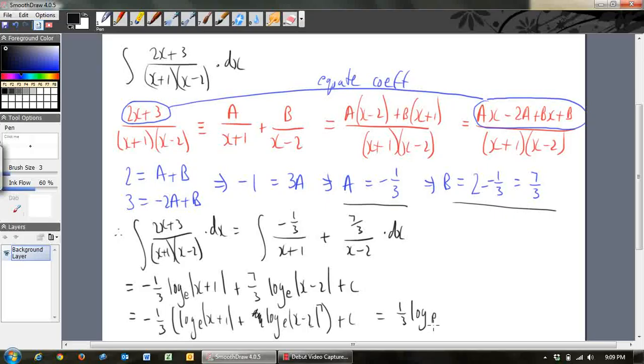And so what that's equal to is 1/3 log e, and because you go into powers, on the top line they're both going to be negative, so I think I'll just reassess here. I'll leave that negative 1/3 out because it just becomes annoying, and when you add two logs together, you just multiply the expression. So log e of x plus 1 times x minus 2 to the power 7, plus c. And there you go. Okay, so there's one.